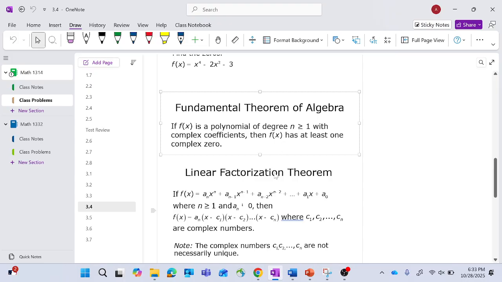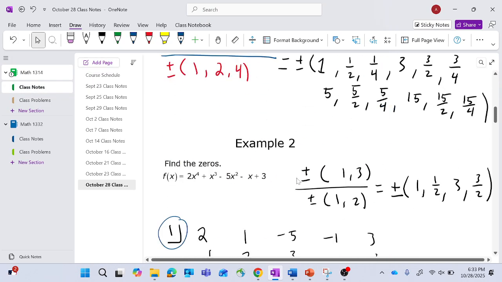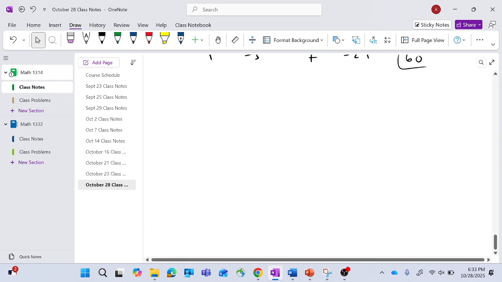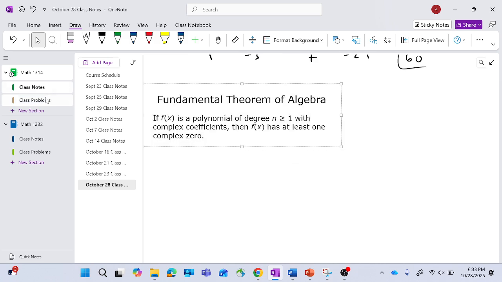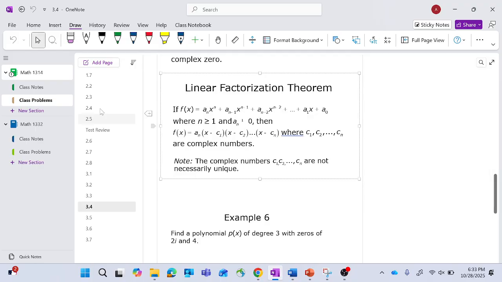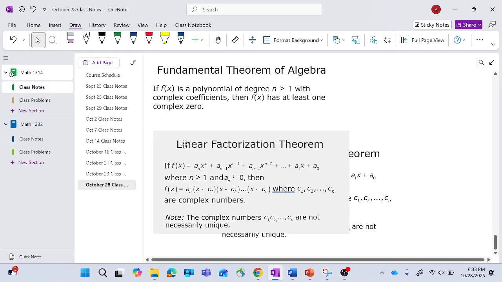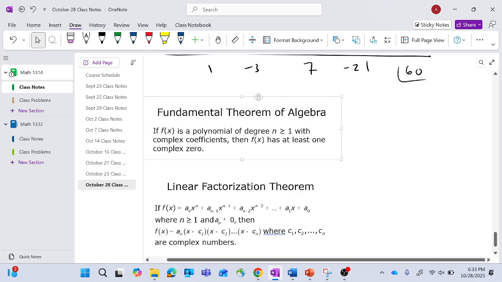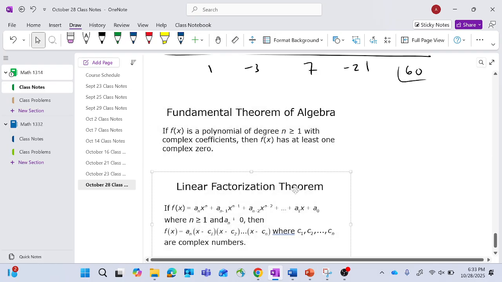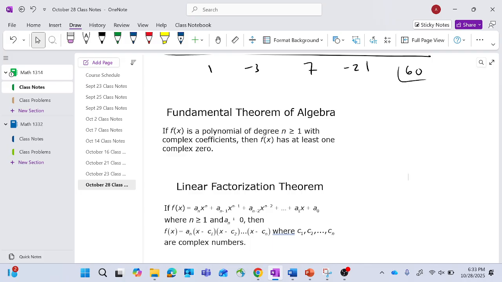Now let's talk about the fundamental theorem of algebra. All right. So this is the exact wording you need to have down. This is what the fundamental theorem of algebra says. If f of x is a polynomial of degree n greater than or equal to 1 with complex coefficients, then f of x has at least one complex 0.